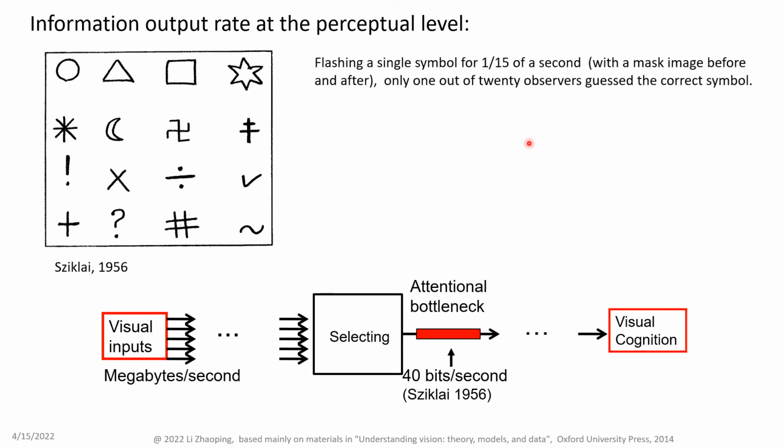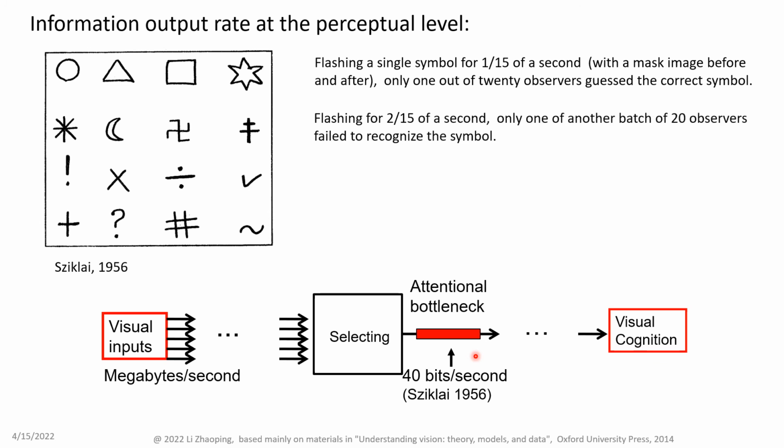If the image containing a single symbol was shown for only 1/15 of a second, most observers could not correctly report which symbol was shown. Note that to pin down 1 out of 16 possibilities, 4 bits of information is required. Therefore, 4 bits in 1/15 of a second was too much for this bottleneck. However, if the image was shown for twice as long, so 2/15 of a second, then most people can see the symbol correctly.